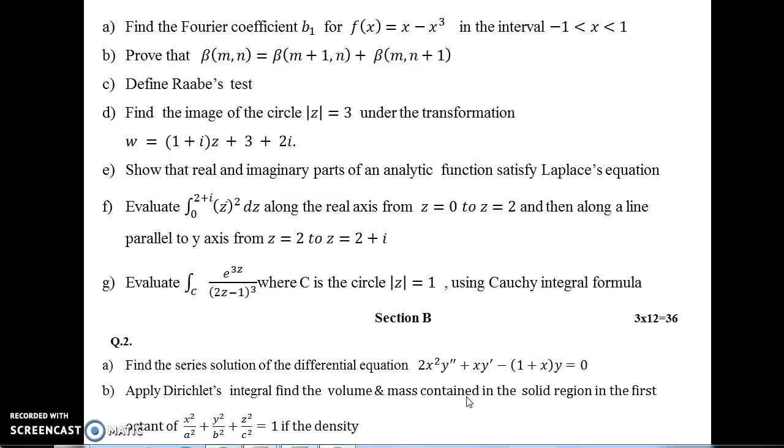Now we come to section B. In section A, you have to attempt only 8 parts. In section B, there are 5 parts, and you have to attempt only 3 parts. And 3 into 12, that is 36 marks.